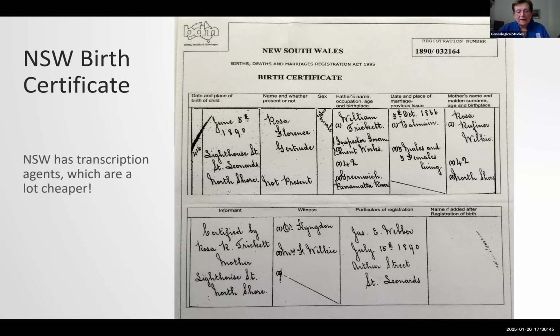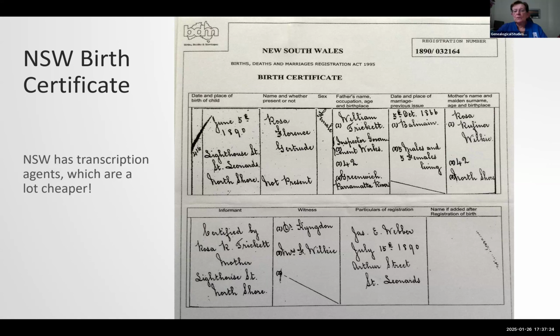So, here we've got the name of the child, and from the date and place of birth of the child, we can compare that with the mother in the informant column, which is underneath the date and place of birth of the child, and the informant Rosa Trickett, mother, Lighthouse Street, St Leonard's, North Shore, which is where the child was born. So we know that from that, this was a home birth. Rosa has been left at home. She wasn't taken down to the registration office when her mother went down.